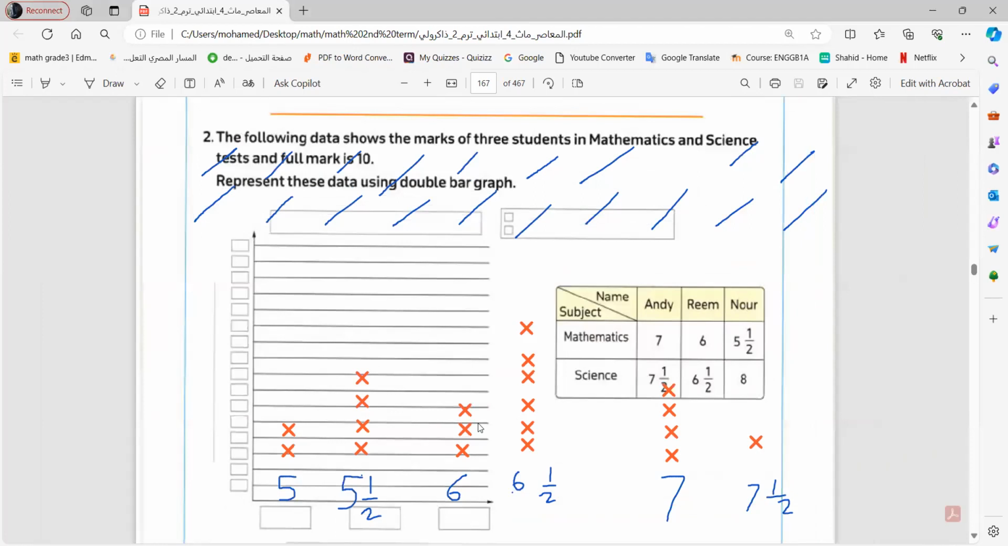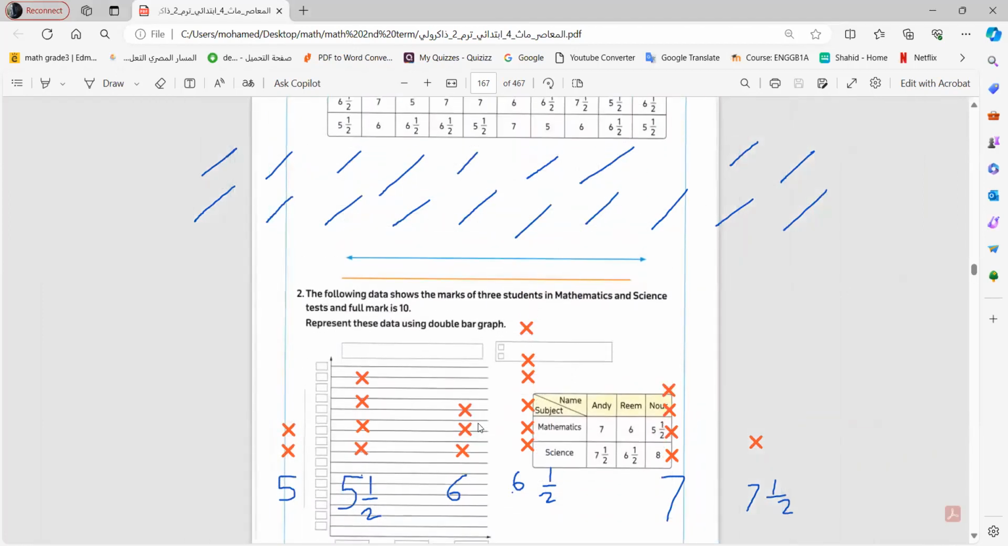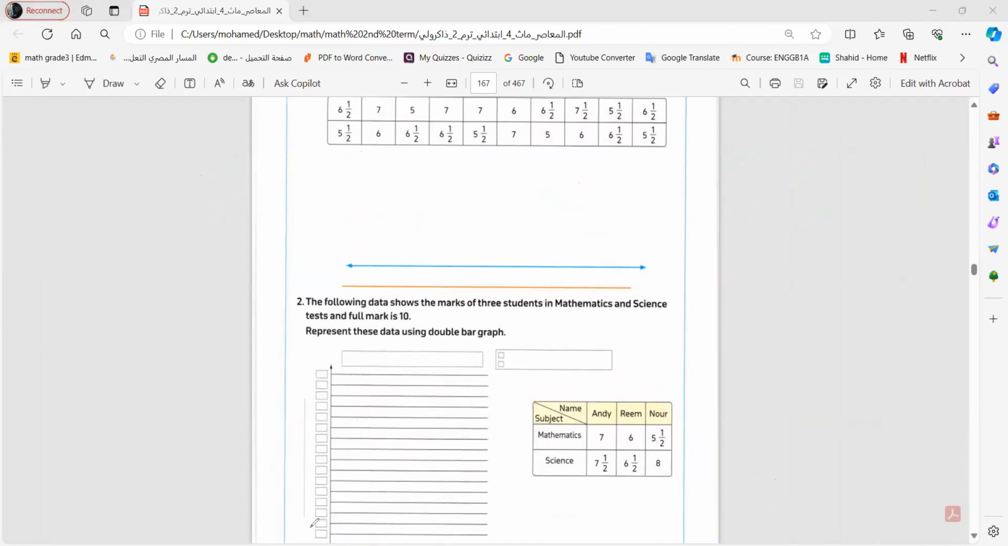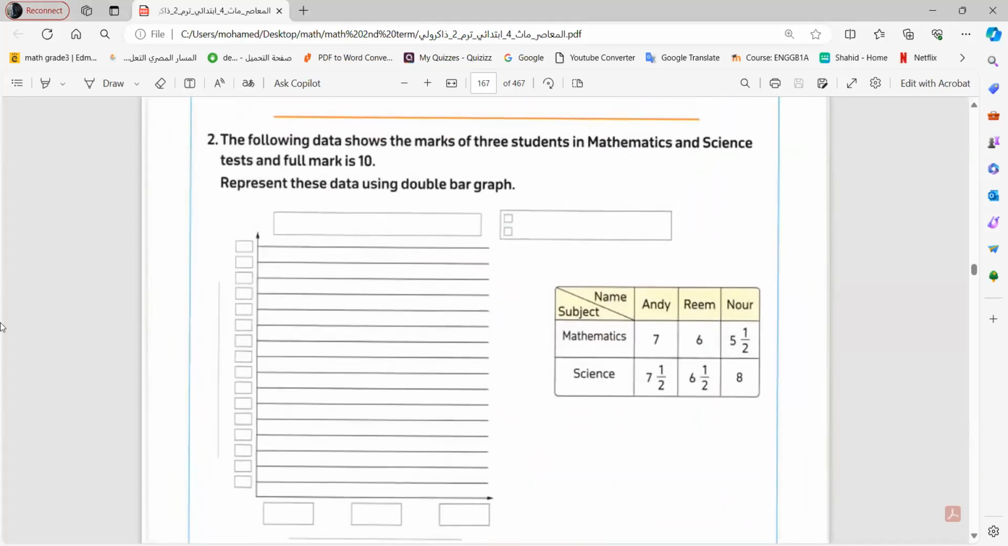What if I want to make it with the number line, with the double? Oh my God, this would be so hard. Oh my God. Actually, it's not hard. You can make it as we said. I need to figure out what's the title. You need to read the question. What you're counting here? The marks of the 3 students.